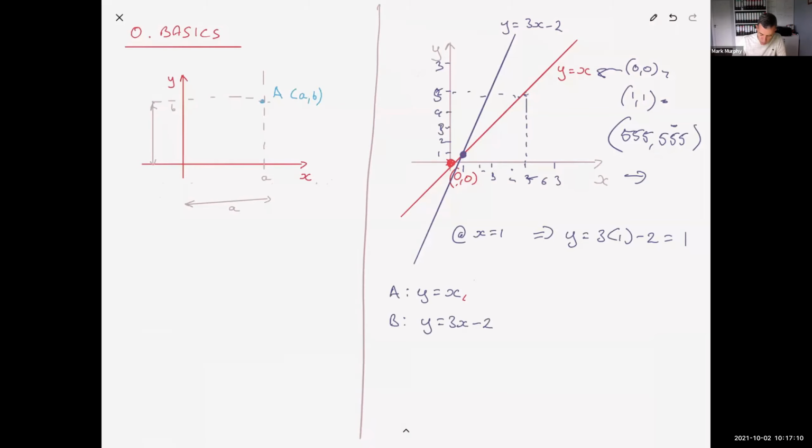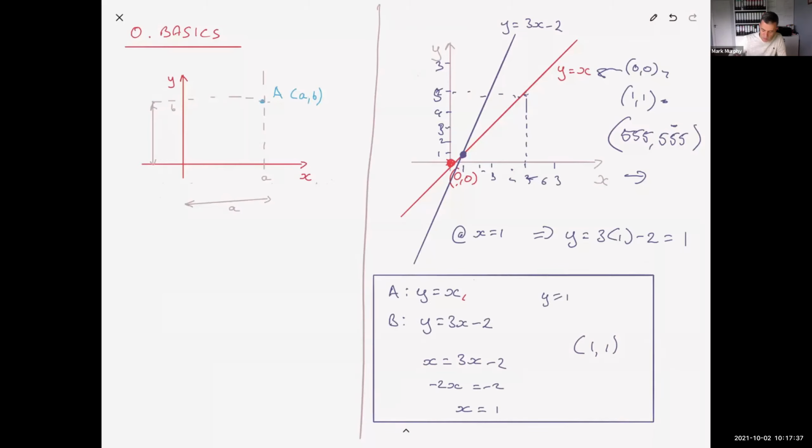So we can just substitute y equals x into the second one and rewrite b as y equals x. So we just say x equals 3x minus 2. You solve that and you get minus 2x equals minus 2. x is equal to 1. And then filling that back into the first one, you get y is equal to 1. So where they meet is at the point 1, 1. So down here, we solved it using simultaneous equations. And up here, we solved it graphically.